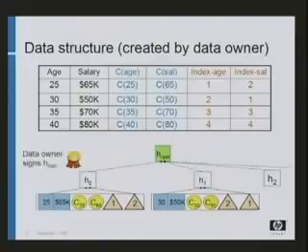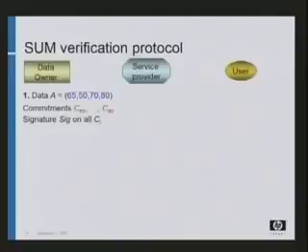Now the root hash is again signed by the data owner, and this information, all the entries in the table and the signature, is given to the service provider. I'll talk about how to do verification for sum and also for max. For the other aggregates, for example, average and count, they are based on sum. So once you know how to do sum, you can do those. And min and max can be done in a similar fashion.